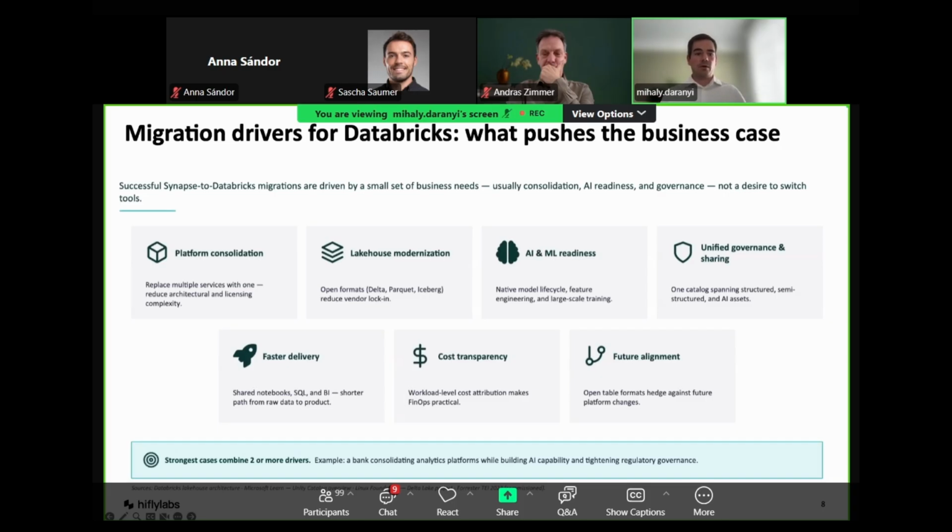And one observation from our engagements: the strongest cases combine two or more drivers at an organization. So the classic example is when a bank is trying to consolidate the analytics platform while building new AI capabilities, which weren't available for them in earlier periods, and they are trying to solve the regulation issues as well, because the regulations around AI are tightening nowadays. These three drivers can drive the decision at the CIO or even the CEO level. So that's where the real ROI math is convincing at the end.